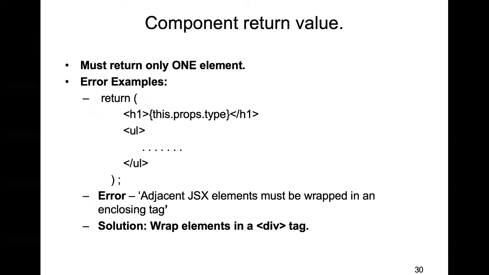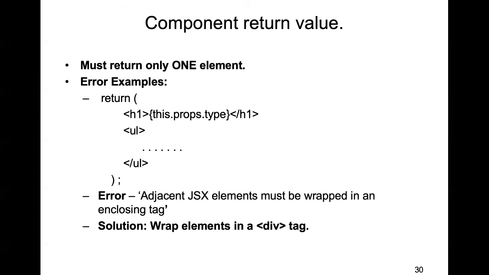The next point is that a component can only return one element. If you try and return more than one, then you will get a runtime error. So the example that I have here is actually trying to return an H1 and a UL. That's two elements. And it's going to throw; the fact that I'm wrapping it in parentheses is no good. It's going to throw a runtime error.